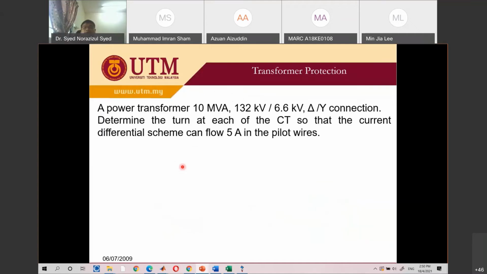Okay. Next, we have a power transformer with a rating of 10 MVA, 132 kV stepped down to 6.6 kV with a delta star connection. Determine the turns at each of the CTs so that the current differential scheme can flow 5 amp in the pilot wire. So determine the turns, this means you need to find the ratio.